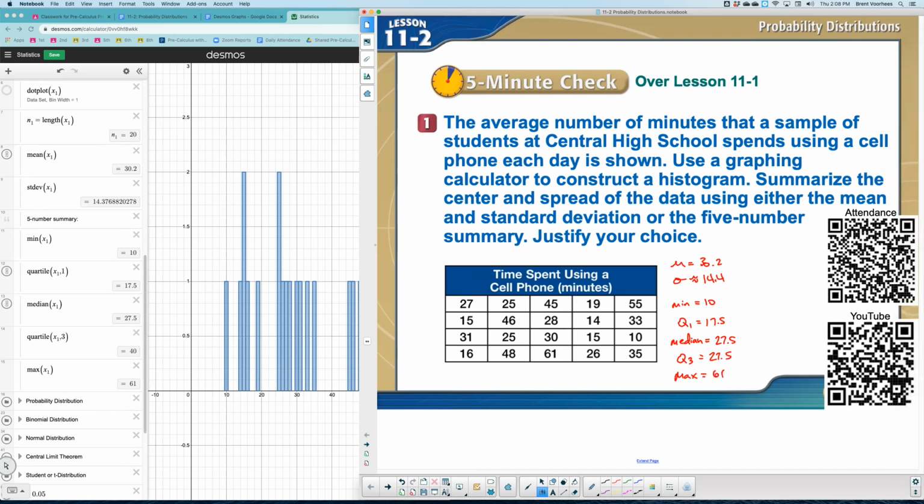Because this is skewed right, we would use this data. The 5-number summary, since it's right skewed, or positively skewed. So that would be the answer here to number 1.